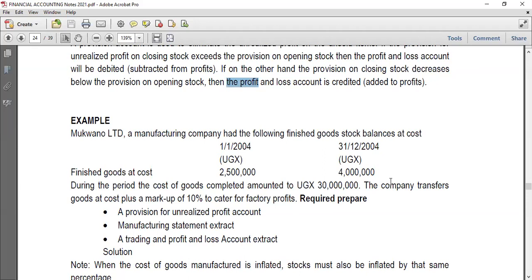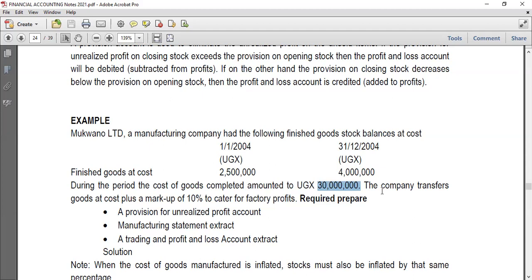Mukwano Limited, the manufacturing company, had the following finished goods. We have finished goods at cost of 2.5 million at the start of the financial year, and finished goods at the end of the financial year of 4 million, okay? They are telling us that during the period, the cost of goods completed amounted to 30 million. This is what came from our manufacturing account statement, okay?